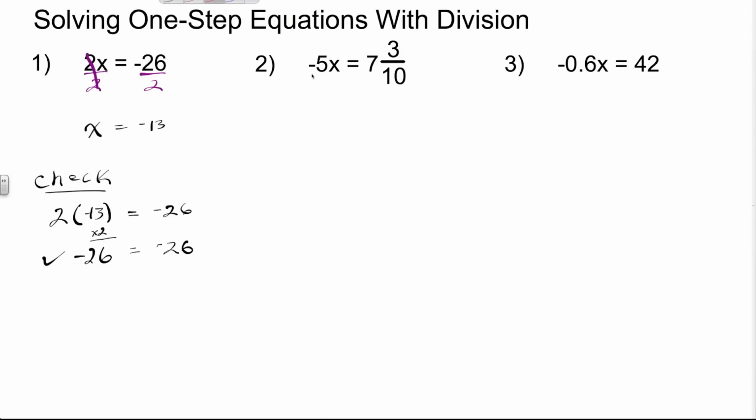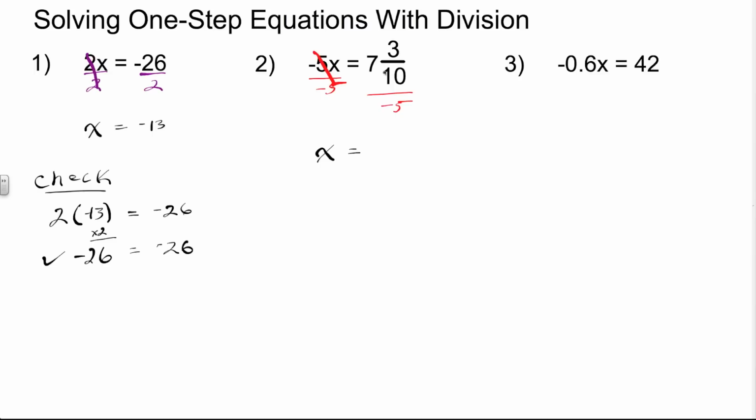And problem number 2, reading it, it's negative 5 times x, or negative 5x, is equal to 7 and 3 tenths. We're going to, again, use the same property, the division property of equality. We're going to divide each side by negative 5. On the left-hand side, the negative 5's divide out, leaving 1x. And on the right-hand side, we have some basic math to do.